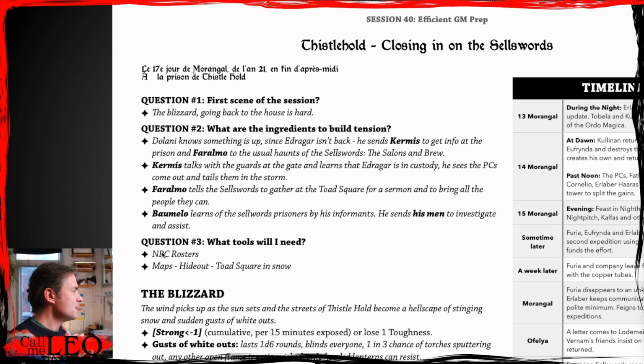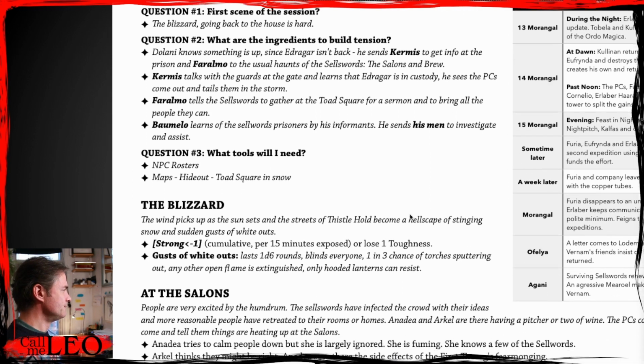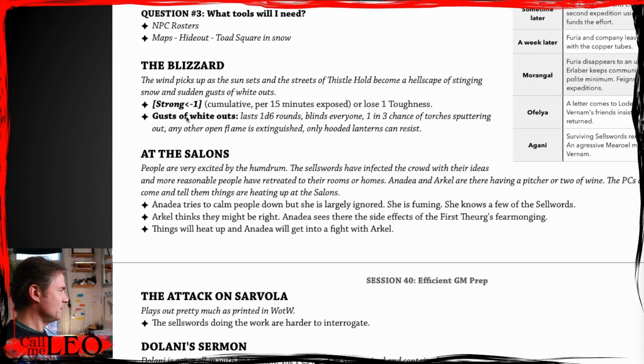The tools that I will need, NPC rosters, I will show you in a minute. Maps of the hideout, Toad Square and Snow, I did not create these. I did have time, and so the next thing I created was this here, the blizzard. Did not use that at all. I will though, because the scene with Bo pursuing this young guy and then discovering the crowd at the Toad Square, that was the most important part.